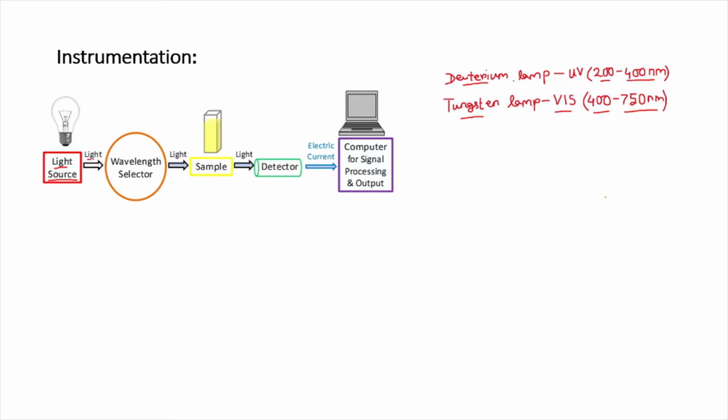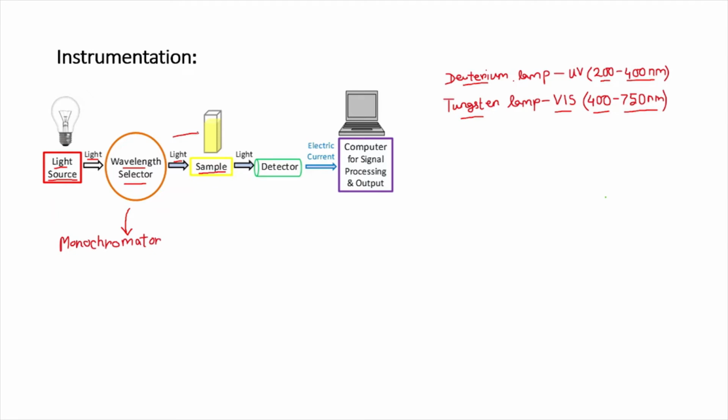Now this light from the source passes through a wavelength selector, or more specifically, a monochromator. A monochromator is a device used to resolve a wide band of polychromatic light radiation into a narrow band of monochromatic light radiation. So it filters the light, separates all other unrequired wavelengths, and only allows the selected wavelength of light to pass. After passing through the monochromator, this light falls on the sample cuvette.